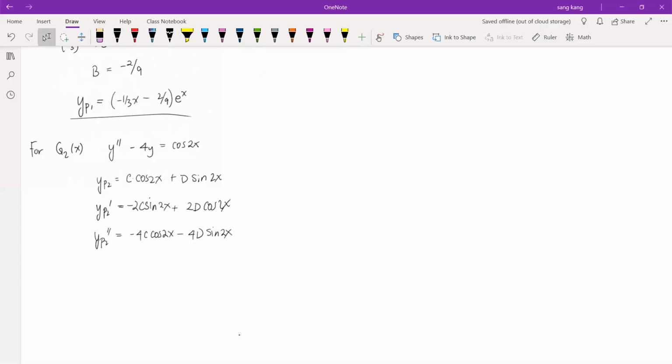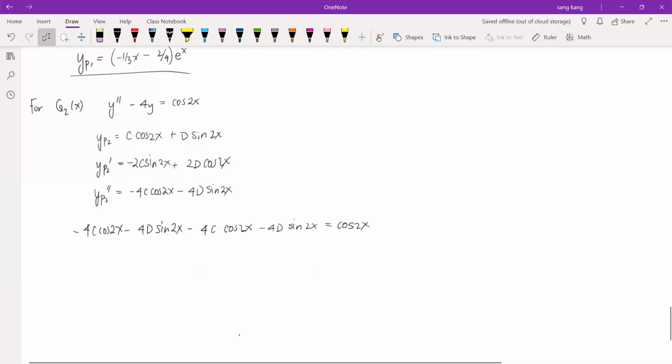And now let's plug those into our equation. So minus y double prime is minus 4c cos 2x minus 4d sine 2x, minus 4 times y, which is 4 times c cos 2x minus 4d sine 2x. And as you can see, this can get pretty tedious. I think last year there were homework problems that took front and back of one page. So these problems aren't necessarily difficult, but they can get pretty tedious.